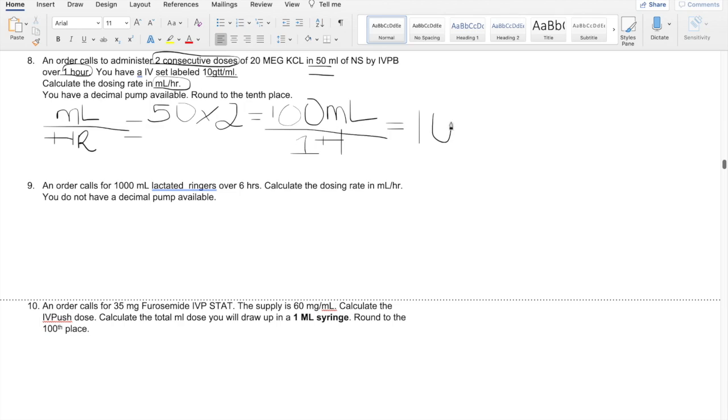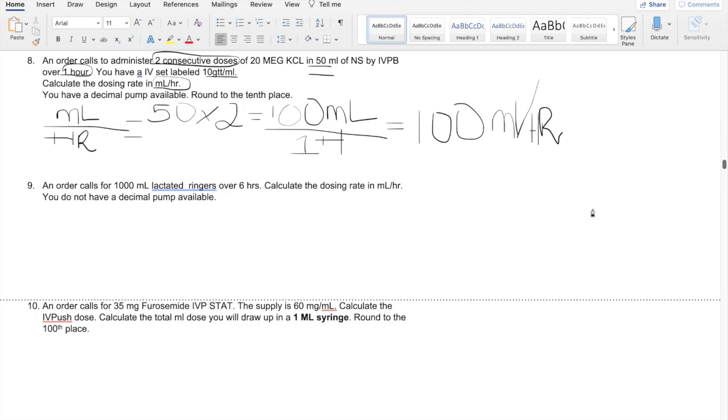Which is going to equal 100 milliliters per hour. So everything else that you see here in the problem is just trying to trick you. So just always be mindful of problems like these.